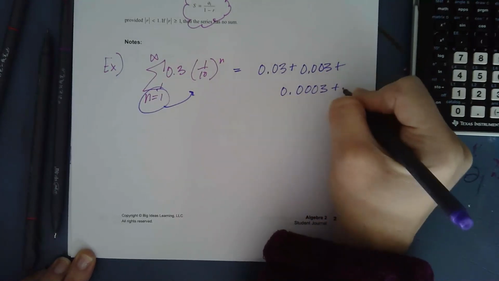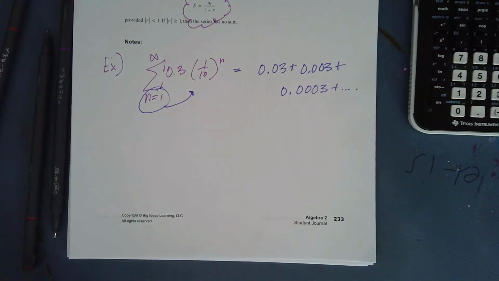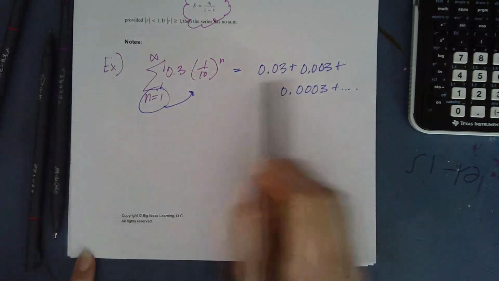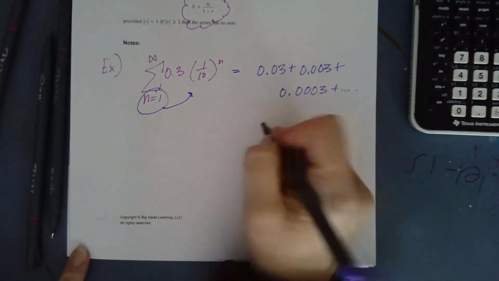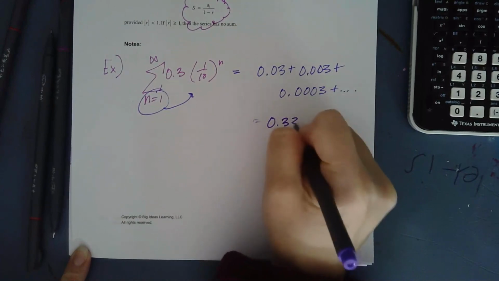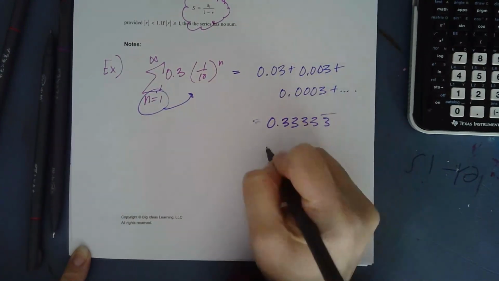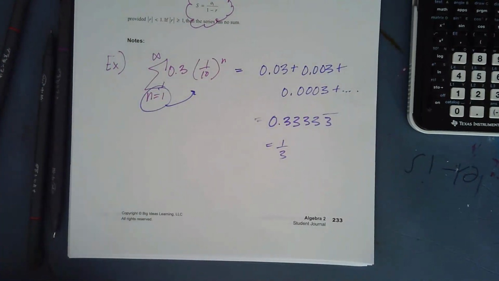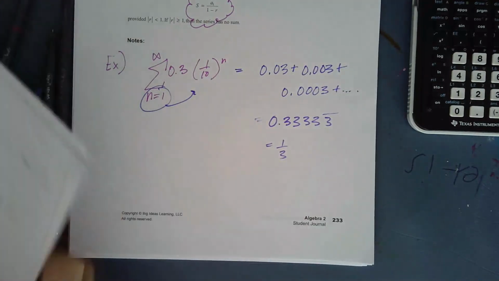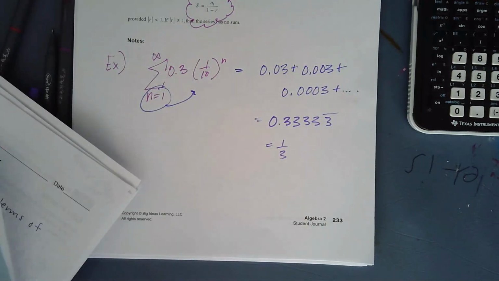What you might notice is that this goes on and on forever. Well, if I added these together, what do I get? I get 0.3333 repeating. This is 1/3, which represents the sum of that particular series.